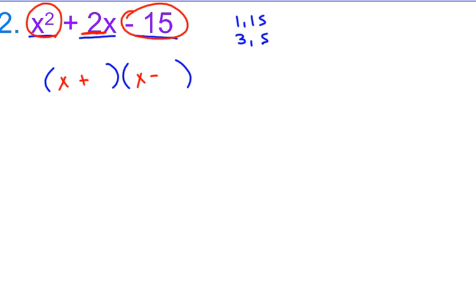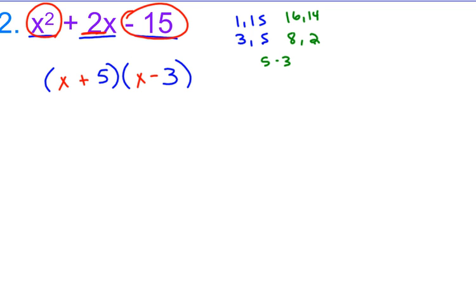So when you look at the 1 and 15, you're going to say, well, that could make a 16 or a 14. If I add them, it's 16. If I subtract them, it's 14. The 3 and 5 could make an 8 or a 2. If I add them, it's 8. If I subtract them, it's 2. Well, I'm looking for a 2, right? So to get that 2, I'd take 5 minus 3. So I need a positive 5 and a negative 3.